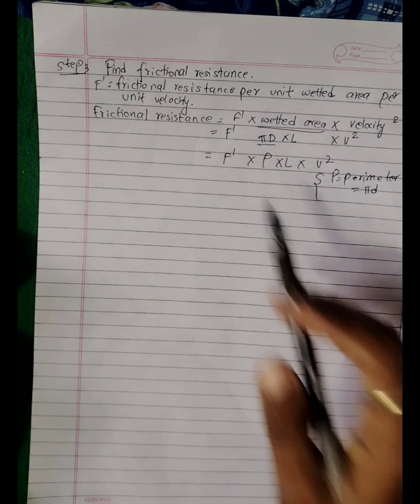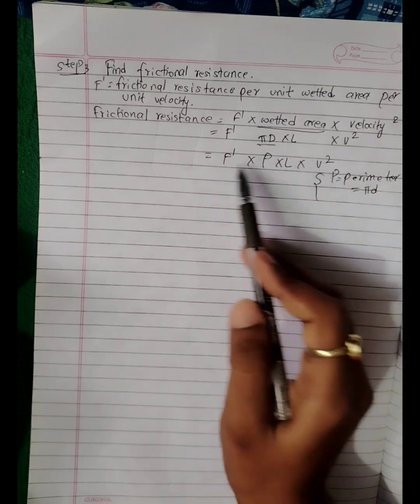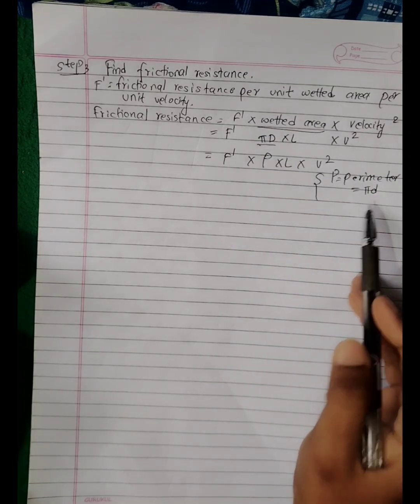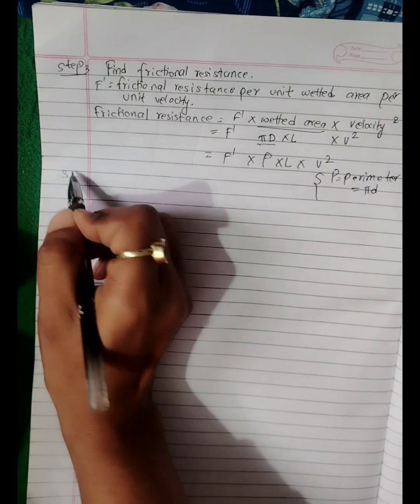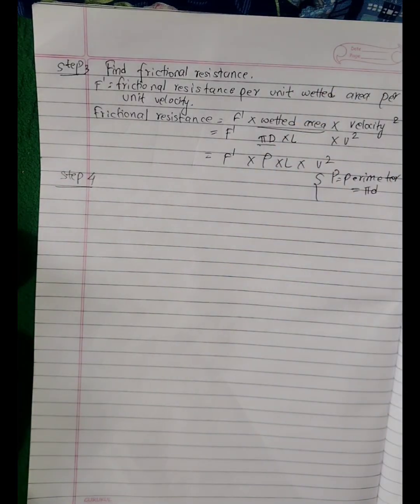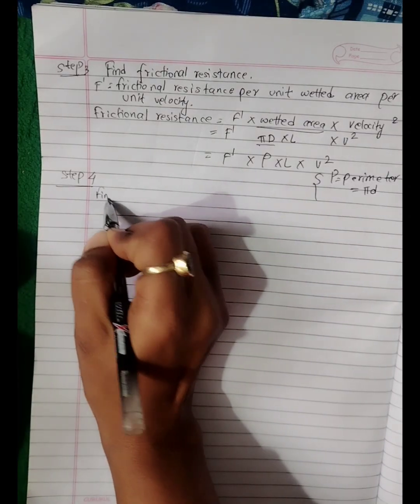F dash equals frictional resistance per unit wetted area per unit velocity square. Frictional resistance F equals f dash into wetted area into velocity square. F dash into wetted area means pi d L into velocity square. F dash into pi d means perimeter P, L into velocity square.